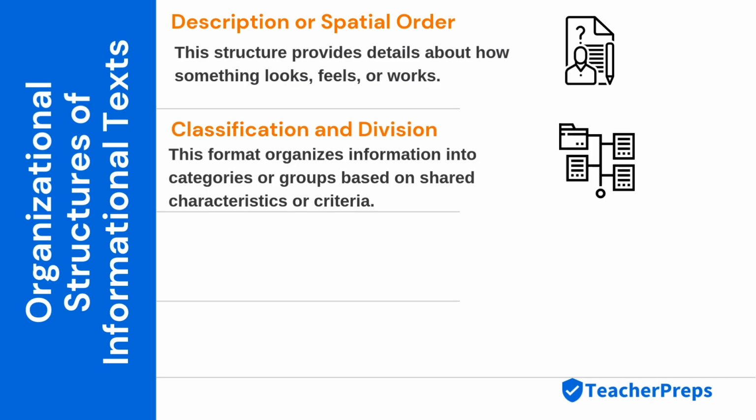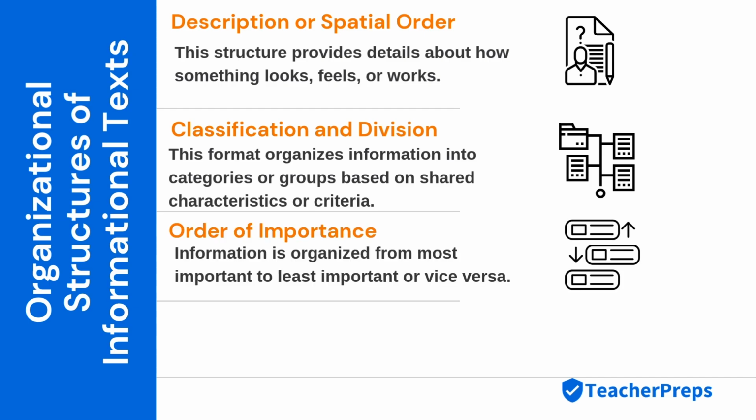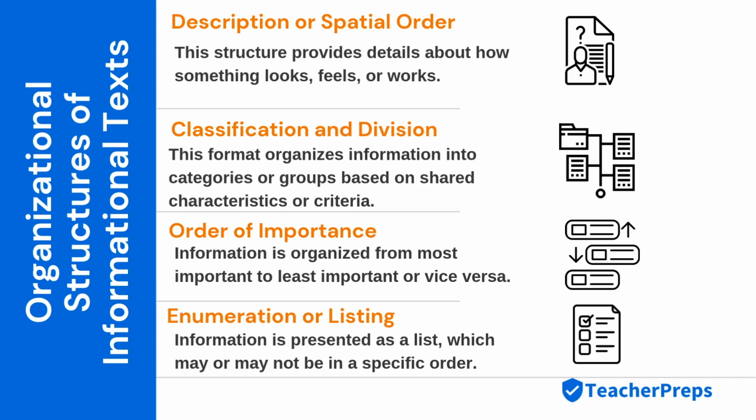Next up, we have classification and division. Here, this organizes information into categories or groups based on shared characteristics and or criteria. When it comes to order of importance, information is organized from the most to the least or vice versa. Lastly, enumeration or listing is when information is presented as a list in a specific order.